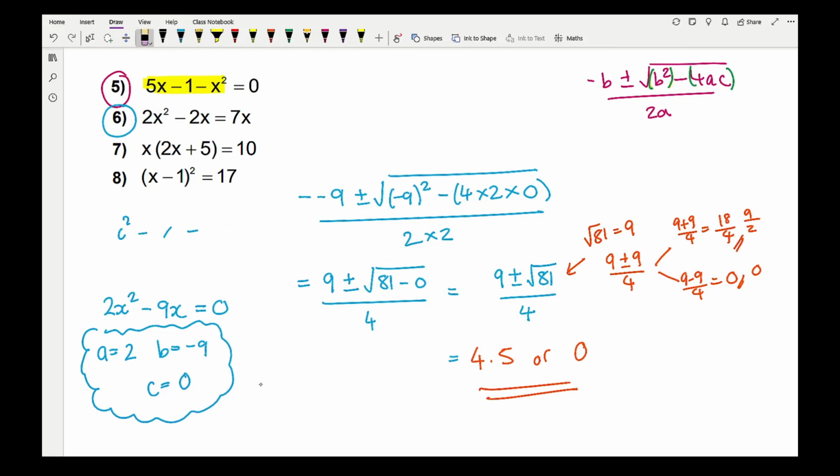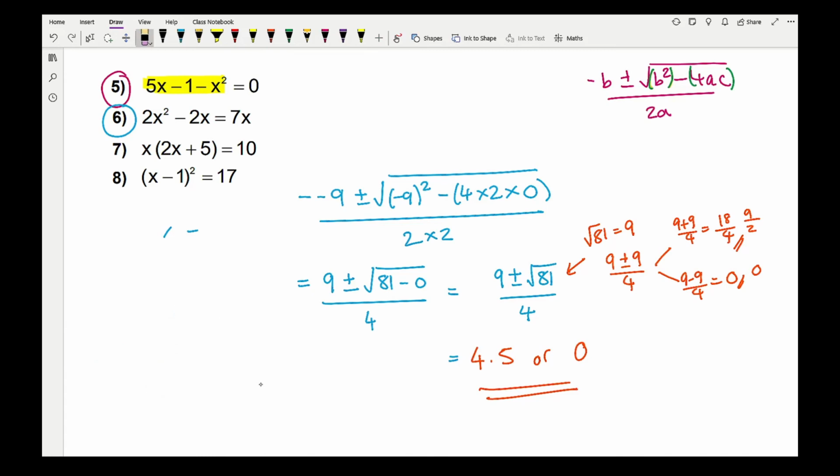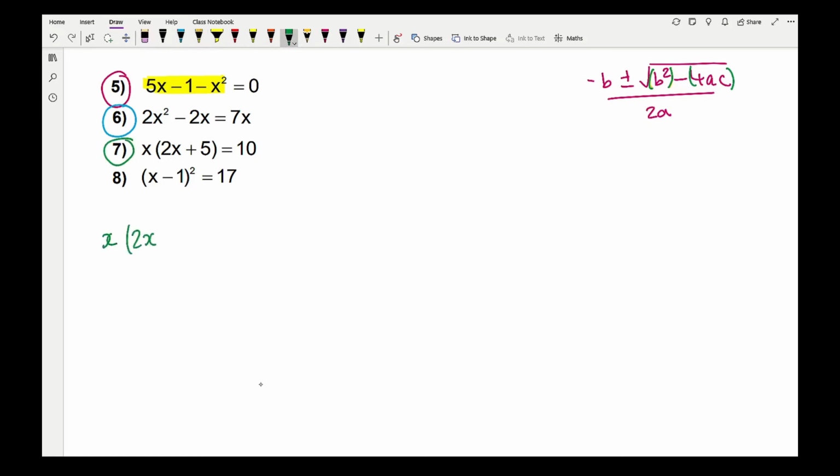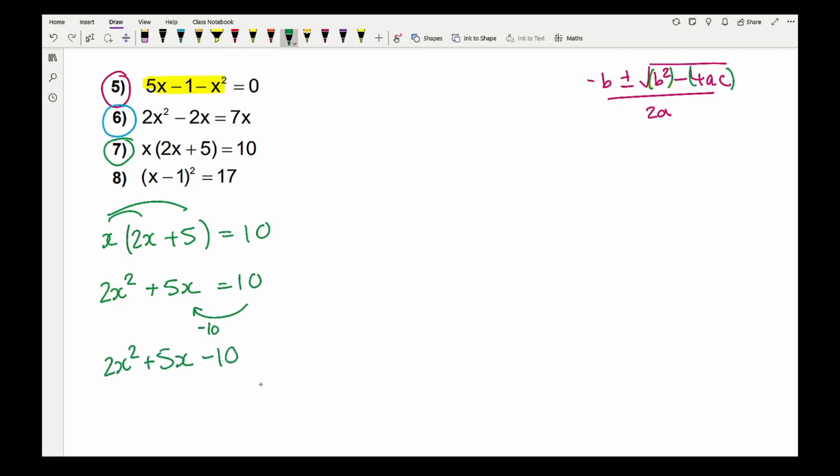Now again, with question 8 here, we've got a bracket. So again, we need to get rid of any brackets because we need to get it in the form of something x squared plus or minus something x plus or minus a number equals 0. So looking at this then, and let's go for green this time. So we've got 2x plus 5 equals 10. So again, let's multiply the brackets. So I get 2x squared plus 5x equals 10. And then you take the 10 over to the side by subtracting 10. So here I end up with 2x squared plus 5x minus 10 equals 0.